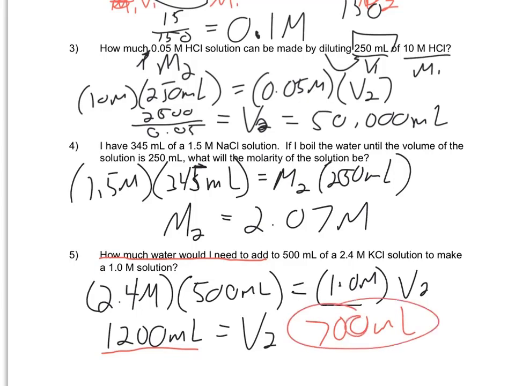Okay, so if you said 1,200, you did the calculation correctly. It's just that the question was asked in a slightly different way. What it really wanted to know was, if you start with 500, how much do you have to add to get to the right concentration? You're adding 700 because you need the final volume to be 1,200. Okay, so that's it.